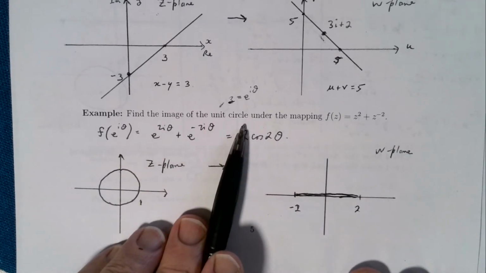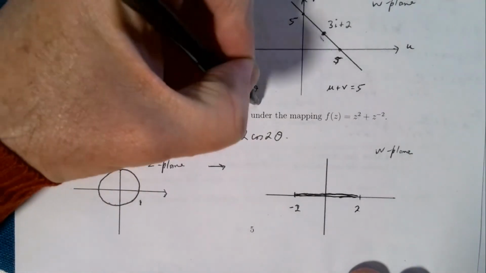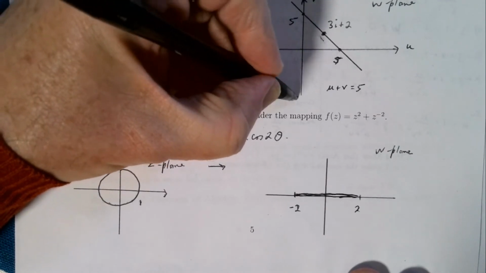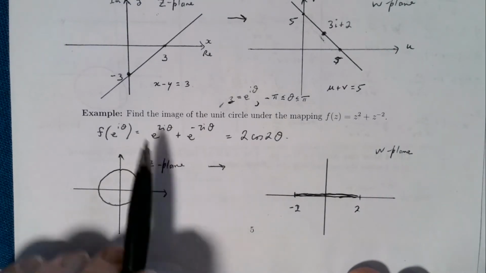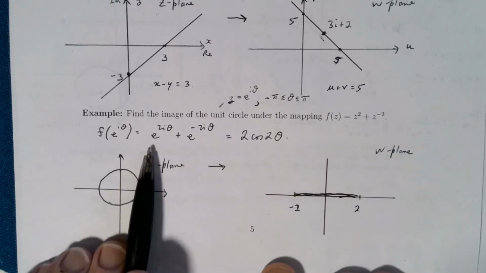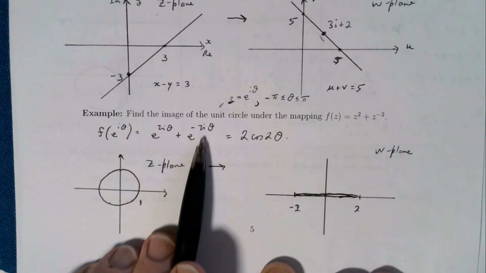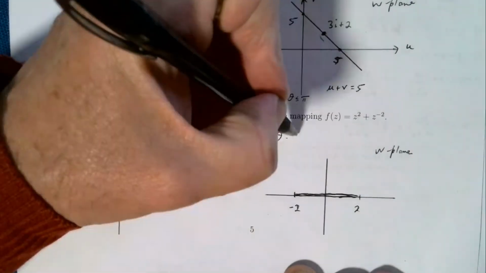And now the unit circle, of course, I can write as z equals e to the i theta, where theta goes from minus pi to pi. So I can simply go around the unit circle, or 0 to 2 pi if you like. When I plug e to the i theta into my formula, I get e to the i theta squared, that's e to the 2i theta, plus e to the minus 2i theta, and of course you recognise that that's just twice the cosine of 2 theta, which by the way of course is real.